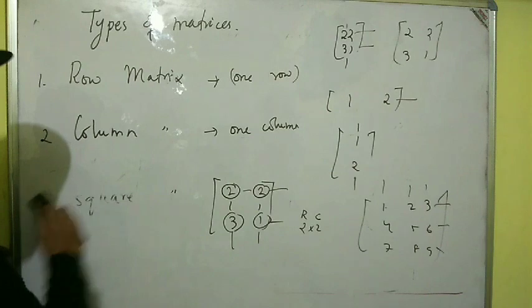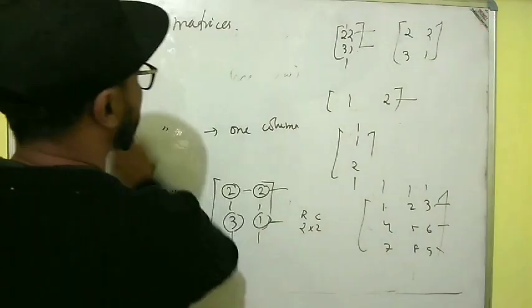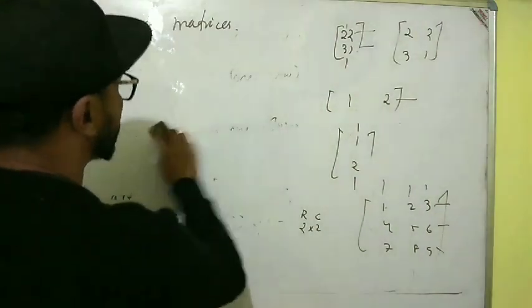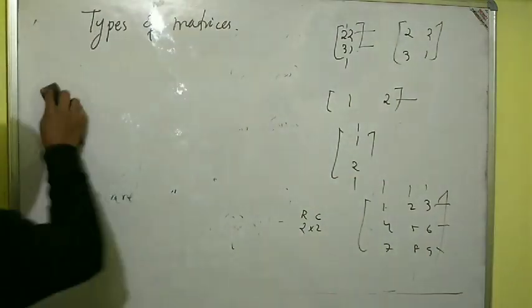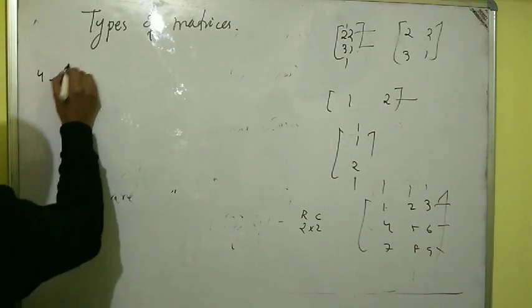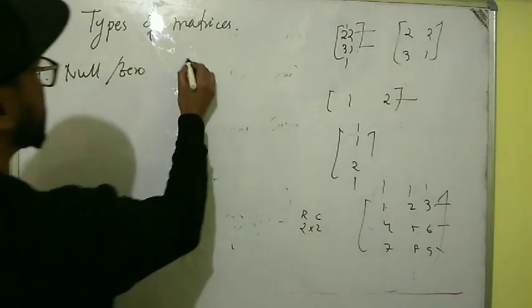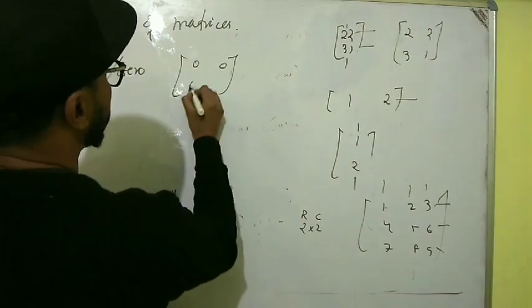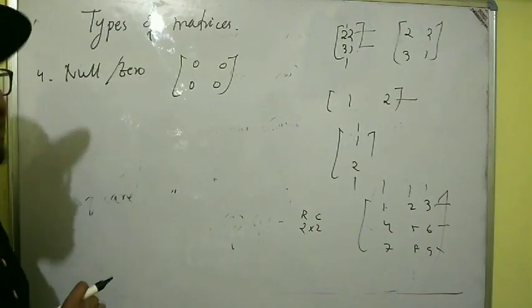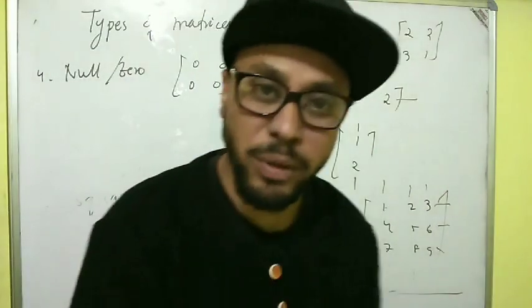Okay, now the next type of matrix is called null or zero matrix. Now in this type of matrix, all the elements will be zero. This type of matrix is called zero matrix.